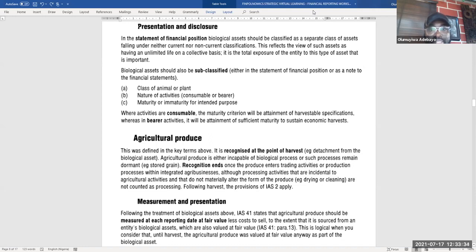Okay, can somebody now discuss agricultural produce? Remember, we have discussed that agricultural produce is the harvested biological asset, which is recognized at the point of harvest. Over to you, agricultural produce.